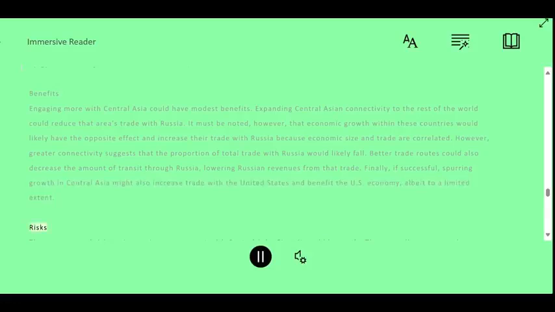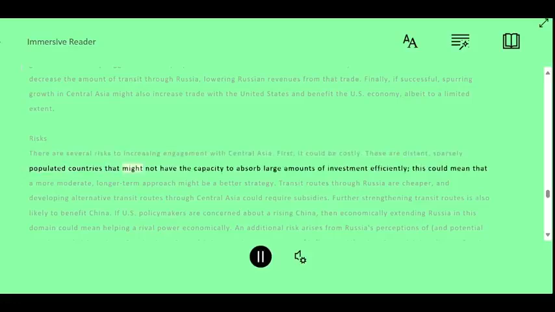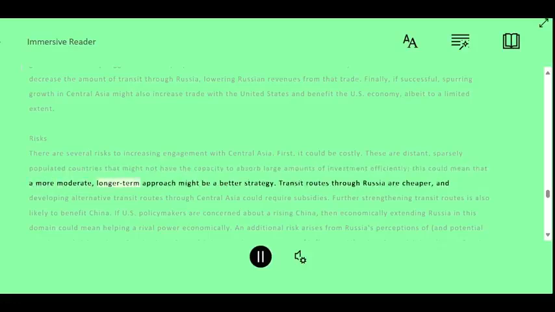Risks. There are several risks to increasing engagement with Central Asia. First, it could be costly. These are distant, sparsely populated countries that might not have the capacity to absorb large amounts of investment efficiently. This could mean that a more moderate, longer-term approach might be a better strategy.